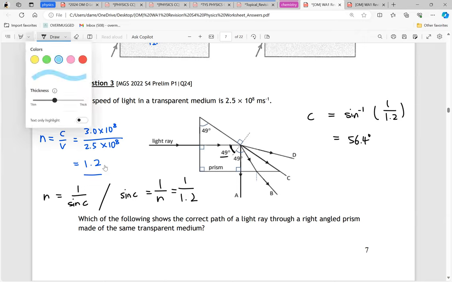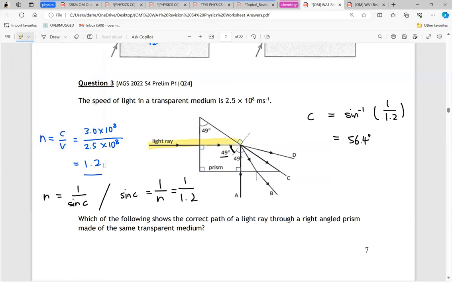Therefore, this is just a normal case of bending away from the normal, right? This is just a normal case of refraction. We have yet to hit the stage where total internal reflection will occur. So this is just a normal case of your FAST. As I go towards a faster region, I would bend away from the normal.